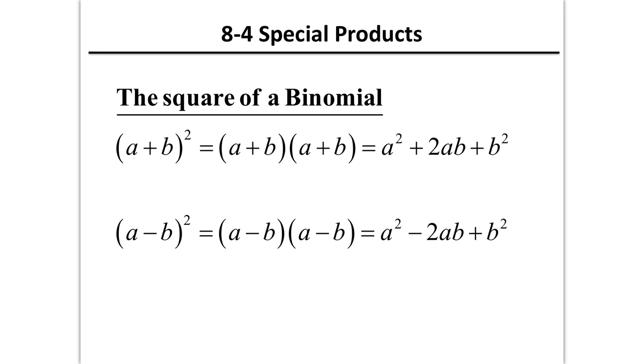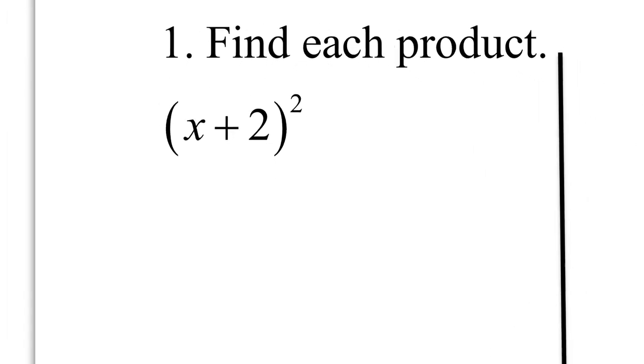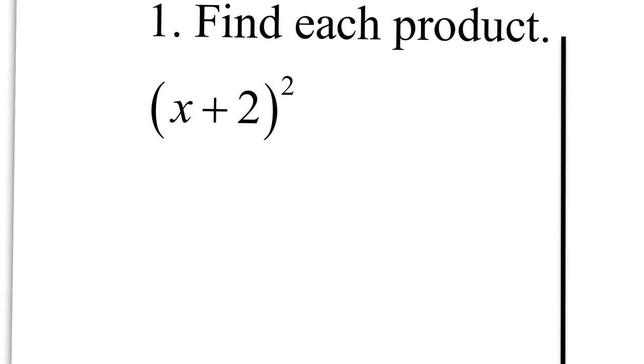So let's try a few examples here. And I do have 2 binomials. Notice I want to find the product, so I want to multiply. And I do have the first one, x plus 2 squared. So the first thing is you are going to write the parentheses 2 times. So I'm going to copy down x plus 2 times x plus 2. That is 2 times because we have a square, which means you multiply by itself 2 times.